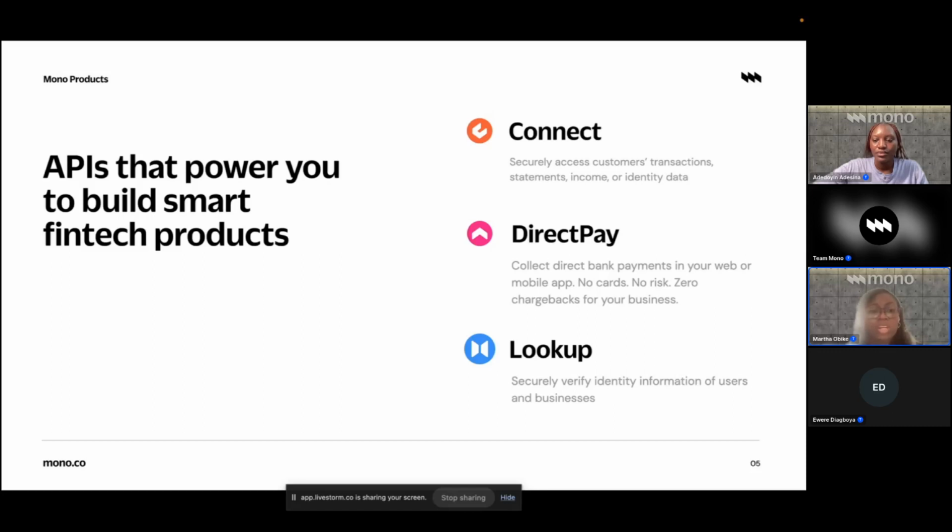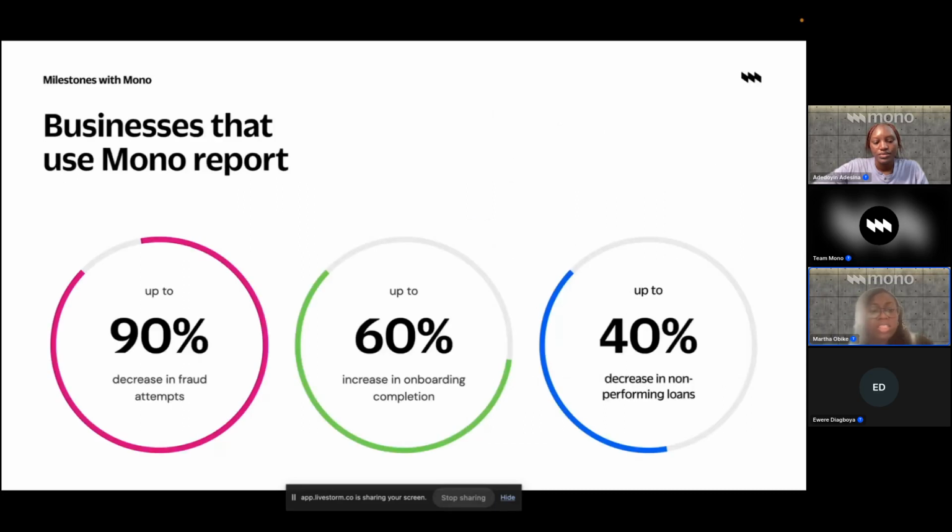Then finally, we have the Mono Lookup product, which allows you, with the consent of your users, to look up and verify identity information against what they have provided. We currently serve businesses in the e-commerce, lending, digital verification industries, and more. And businesses who use Mono report up to 90% decrease in fraud attempts.